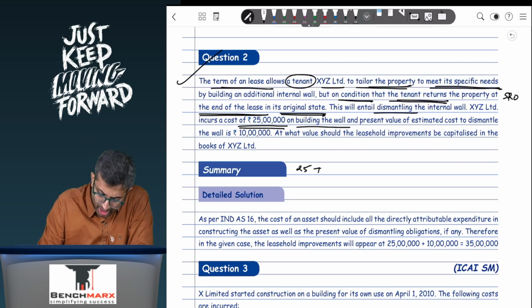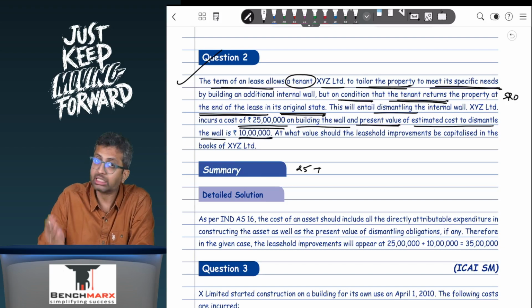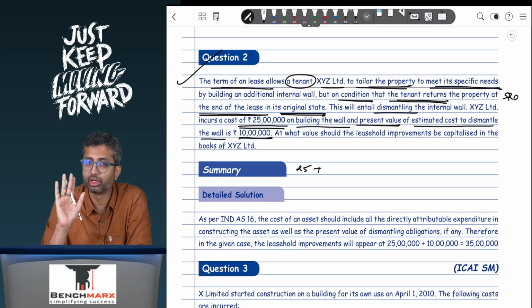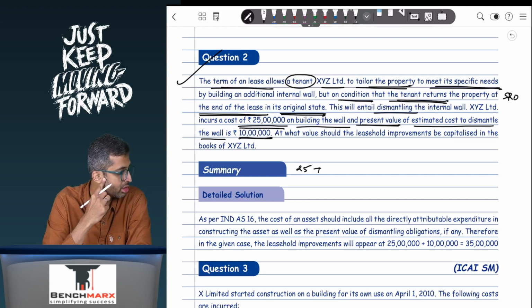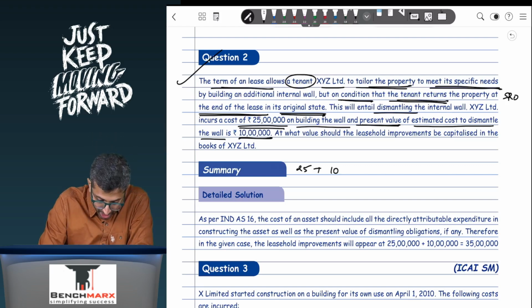Well, yes. And the present value of estimated cost to dismantle the wall is 10 lakhs. This is already given in present value terms, so you don't have to do any discounting. But what do you guys think? Will this 10 lakhs also be added to the cost? Yes. Because there is a legal obligation to dismantle.